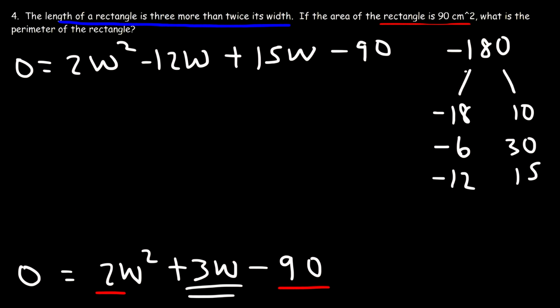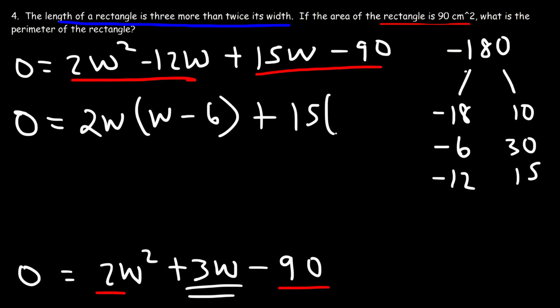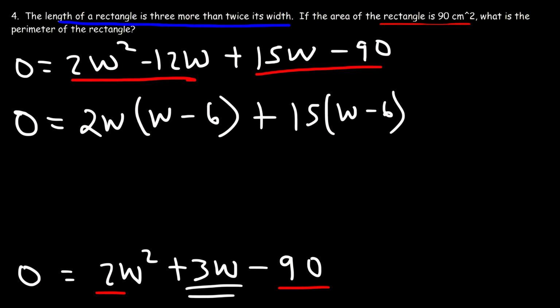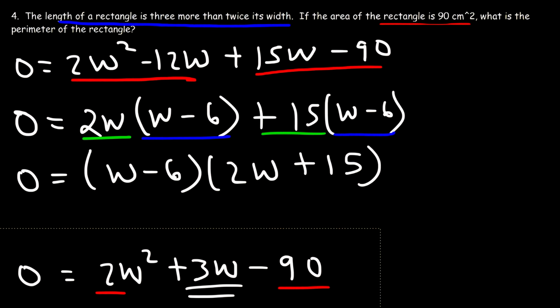And now let's factor by grouping. In the first two terms, let's take out the GCF, the greatest common factor, which is 2w. And so now we have 2w squared divided by 2w, which is w, and then negative 12w divided by 2w, that's going to be negative 6. In the last two terms, let's factor out the greatest common factor, which is going to be 15. And so 15w divided by 15 is just w. Negative 90 divided by 15, that's negative 6. And so at this point, you can see we have a common factor. If we take out w minus 6, we will be left over with 2w plus 15.